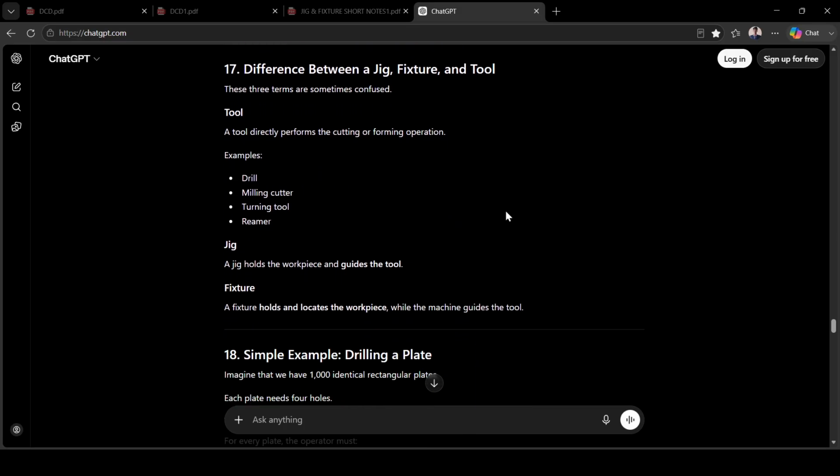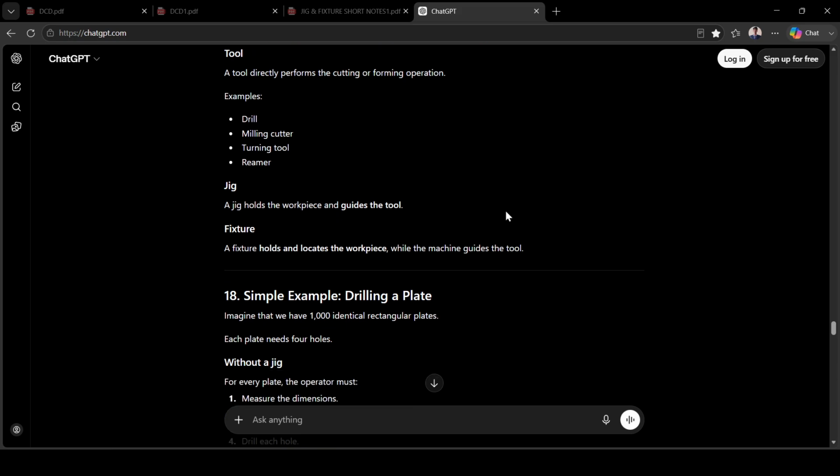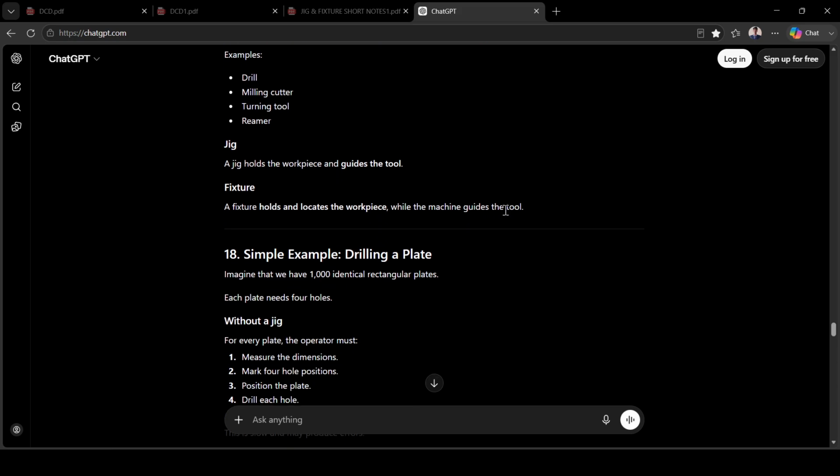So, the difference between jigs, fixtures and tools. These three terms are sometimes confused. A tool directly performs the cutting or forming operation. Examples: drill, milling cutter, turning tool, trimmer. A jig holds the workpiece and guides the cutting tool. A fixture holds and locates the workpiece while machining, and the tool is guided.